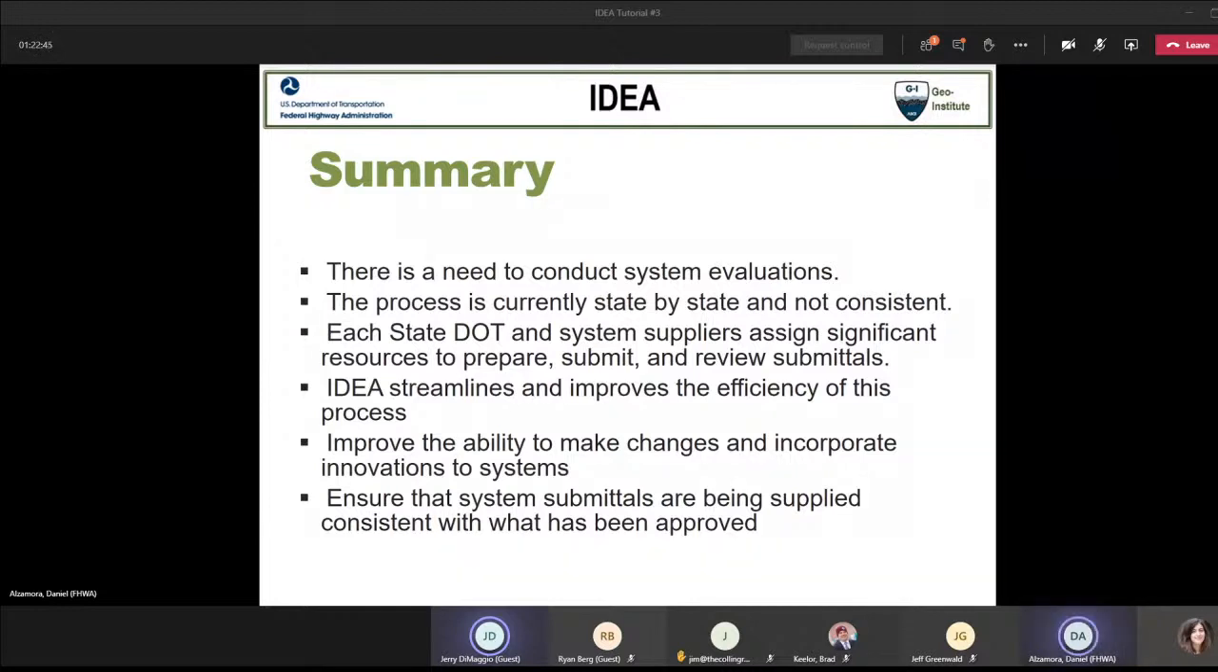So the design protocols that we have today weren't with us from day one when mechanically stabilized earth systems were introduced to the United States, or in fact worldwide. Thanks, Daniel.